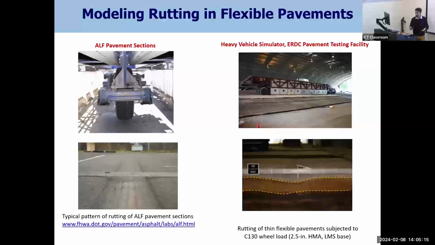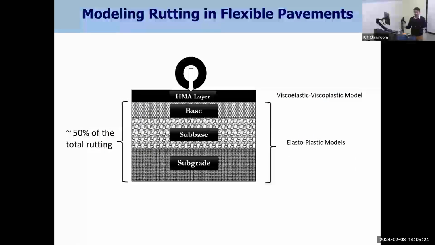So it is important to account for permanent deformation not only in asphalt, but in all the layers. This is very important for thin asphalt pavements with a very thin asphalt layer, but also for thicker asphalt layers, where we see that a lot of the permanent deformation comes from the granular layers and sublayers. So we need to account for that.